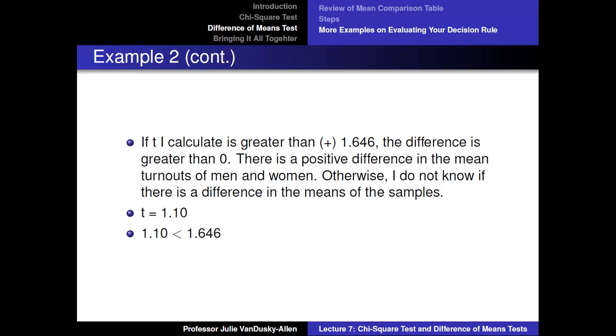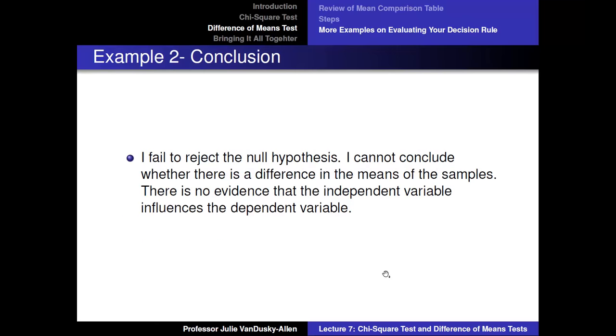The t we calculated was 1.10. 1.10 is not greater than 1.646. Therefore, I can conclude I fail to reject the null hypothesis. I cannot conclude whether there's a difference in the means of the sample. There is no evidence that the independent variable influences a dependent variable.